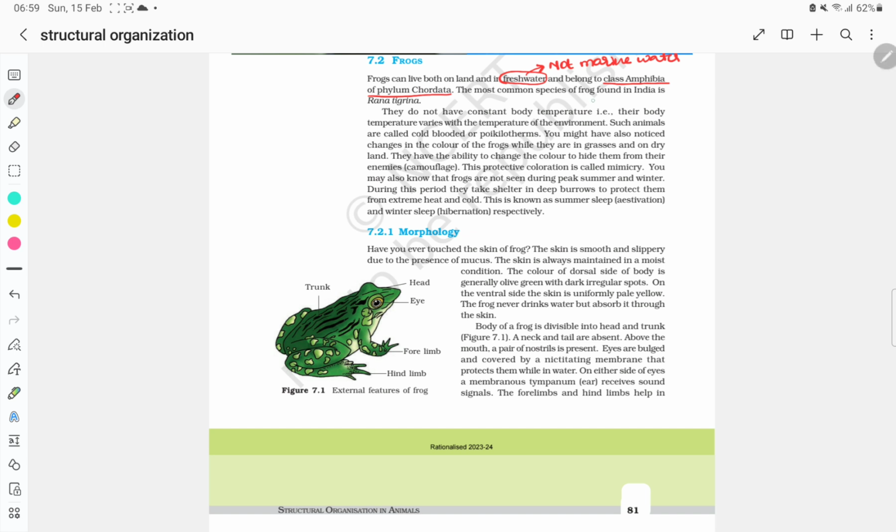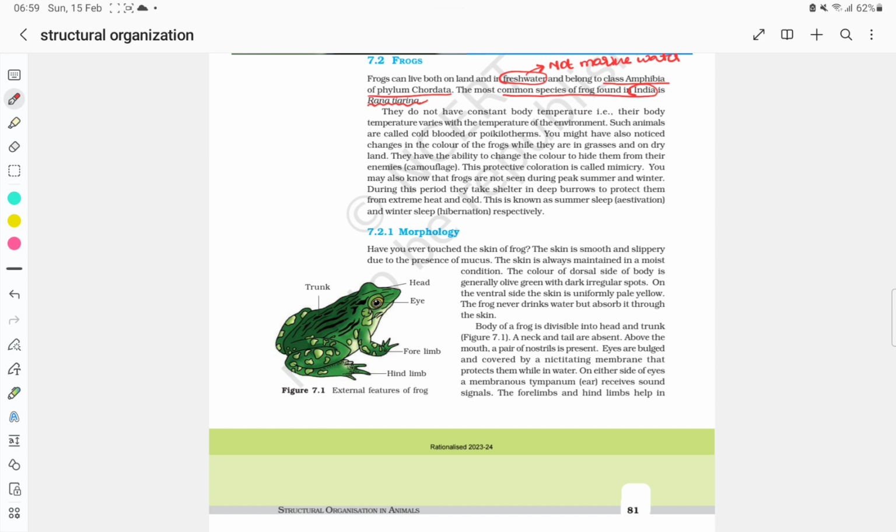The most common species of frog found in India, it is one of the frequently asked questions. Common species of frog found in India is Rana tigrina.